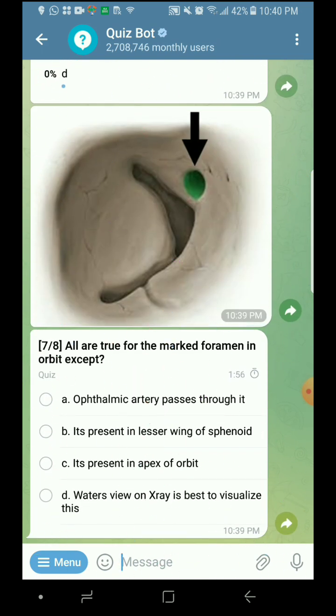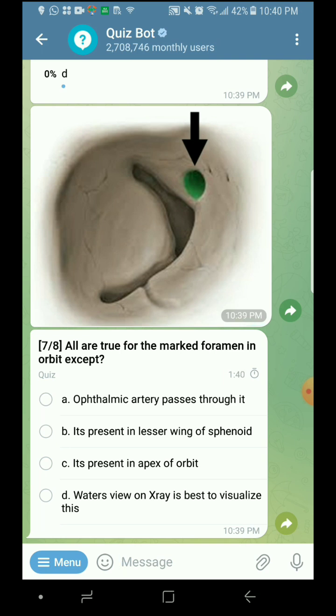This is the right orbit. The marked structure is the optic canal, that is the optic foramen. The optic nerve passes through it, the ophthalmic artery comes inside, and sympathetic fibers also pass. So A is true. It is present in the lesser wing, in the roof, yes, true. It is in the apex, yes, all the fissures are there in the apex.